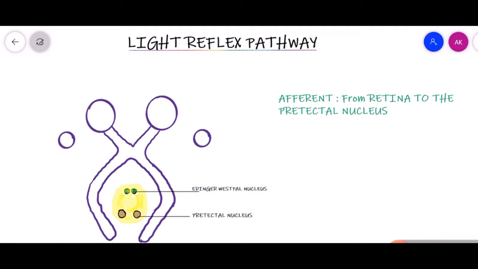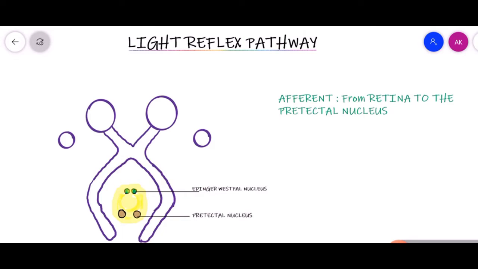Now let us talk about the light reflex pathway. At this point, I want to clarify that the visual pathway is totally different from the light reflex pathway, although they share certain structures in common. The visual pathway video is already there on my channel and I will put the link in the description for you to follow that before.